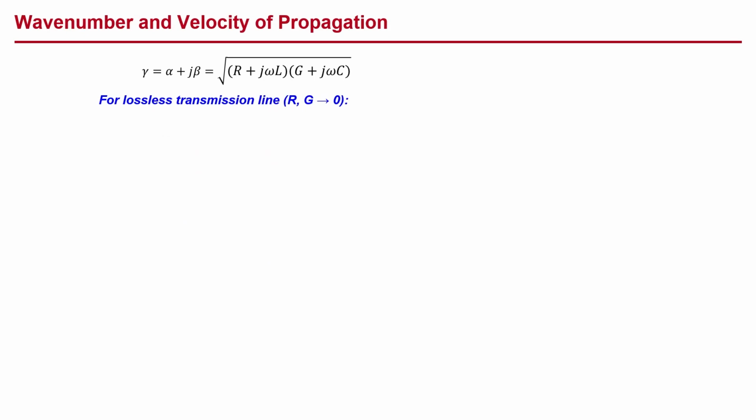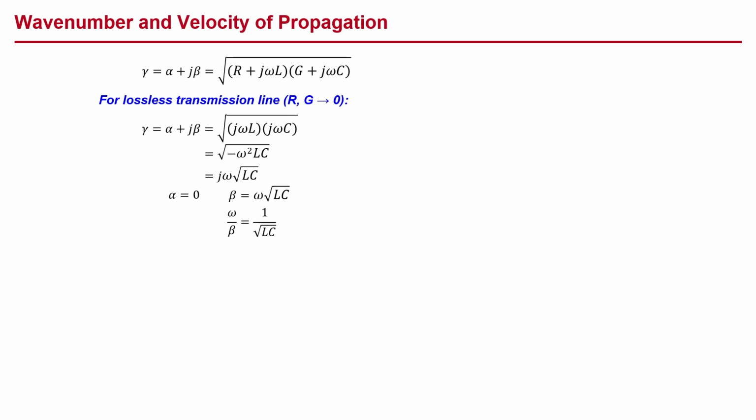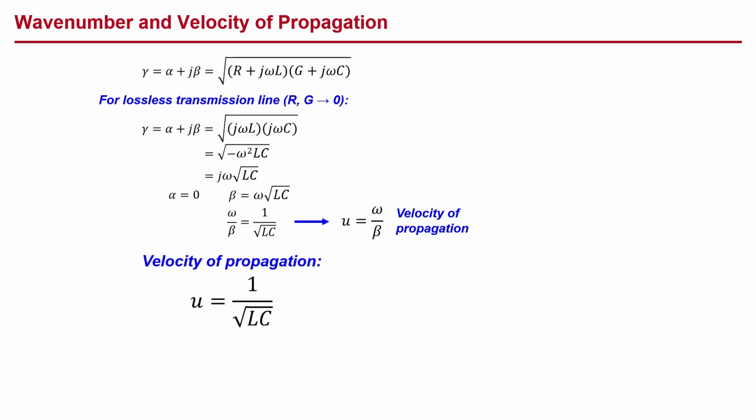For a lossless transmission line, where R and G are equal to 0, the propagation constant simplifies to j omega times the square root of LC. In this case, gamma is purely imaginary, which means alpha equals 0 for no attenuation in a lossless line, and beta equals omega times the square root of LC. We rearrange terms to show that omega over beta equals 1 over the square root of LC. Recall from the preceding discussion that omega over beta equals the velocity of propagation u, which means that the velocity of propagation on a lossless transmission line equals 1 over the square root of LC.